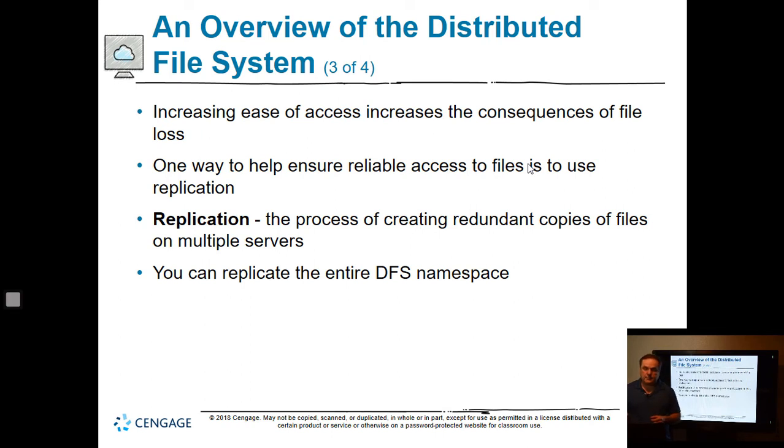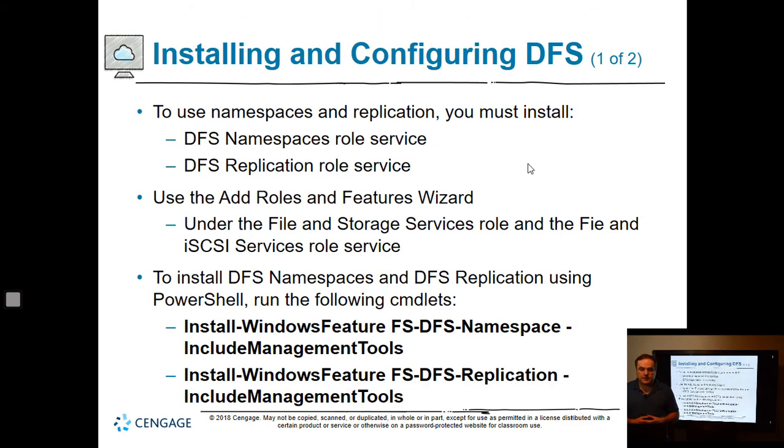One way to help ensure reliable access to files is to use replication. So besides having a namespace server that more than one server answers to, so the clients can connect to just one name instead of multiple names, you also want to replicate that data between the two or more servers. And again, if one server goes down, the data is in both locations. To use the namespaces and replication, you must install the DFS Namespace role service and the DFS Replication role service.